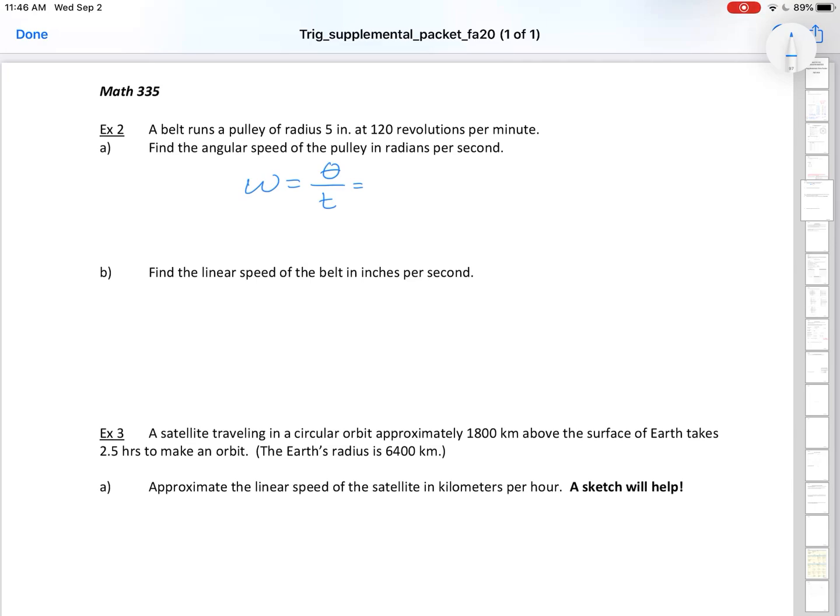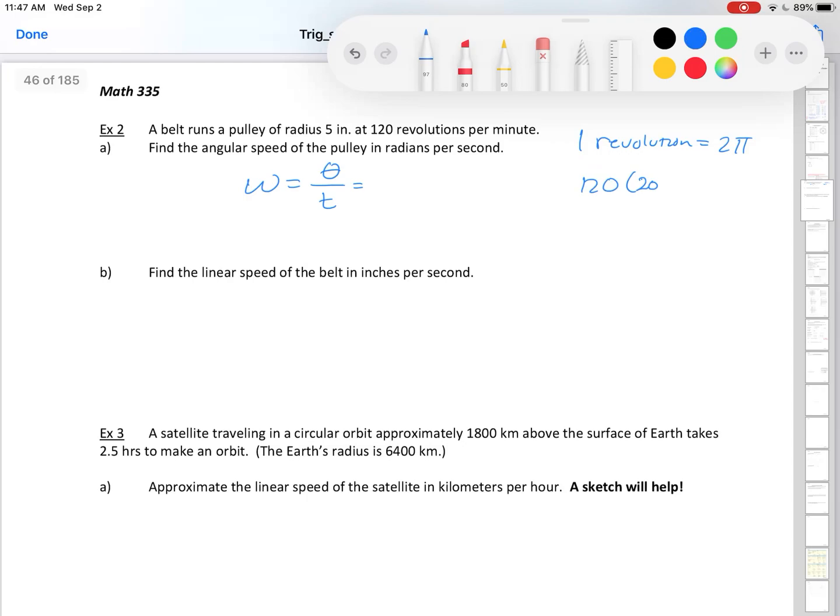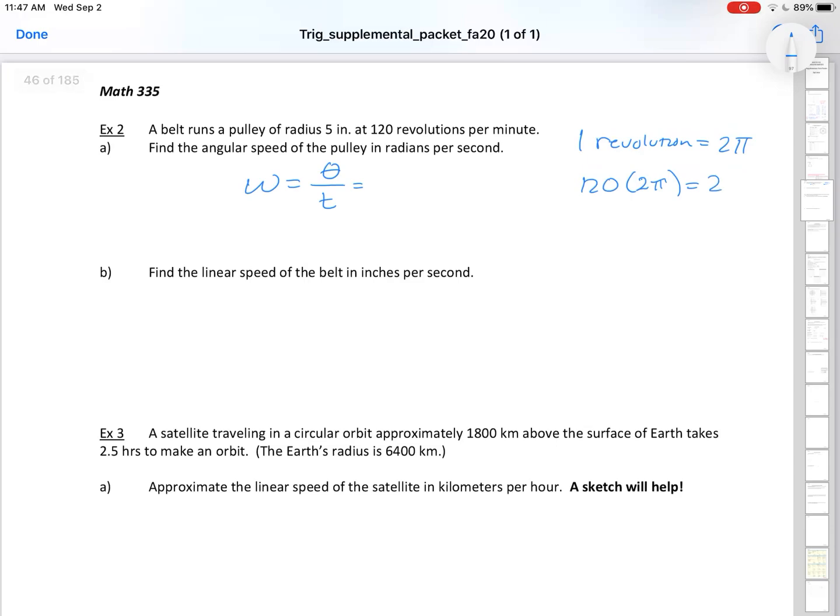And so what do we know right now? We know that it's making 120 revolutions, but that doesn't tell me the angle. What we need to remember is 1 revolution in terms of radians is 2 pi. And I've got 120 of them. So the angle movement in 1 minute is 120 full rotations, or 240 pi. It went 240 pi in 1 minute.